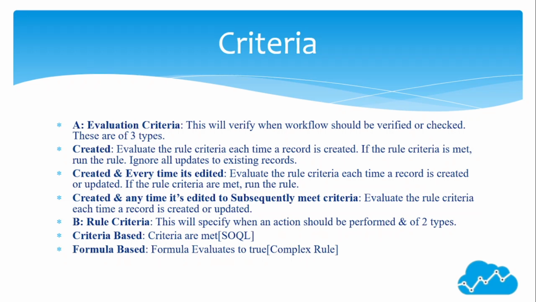Created, and every time it's edited. Evaluate the rule criteria each time a record is created or updated. If the rule criteria are met, run the rule. Created, and anytime it's edited to subsequently meet criteria. Evaluate the rule criteria each time a record is created or updated. The rule criteria. This will specify when an action should be performed and is of two types: criteria based.